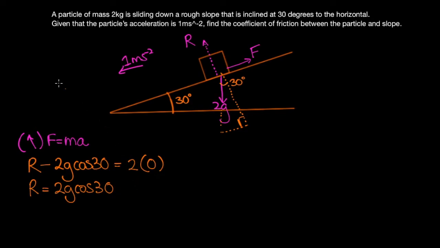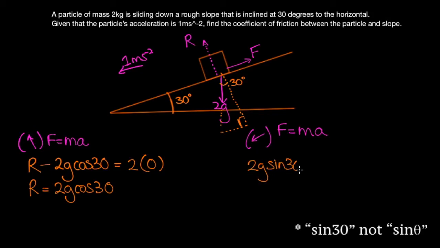Now if we do the same thing parallel to the slope, so we're going to do F equals ma parallel to the slope. Actually, let's do it in the opposite direction. Let's do it down the slope. Then the force going down the slope, where we have the component of weight parallel to the slope, so that's 2g sine theta this time. And we have friction opposing it. So 2g sine theta minus friction is equal to ma.